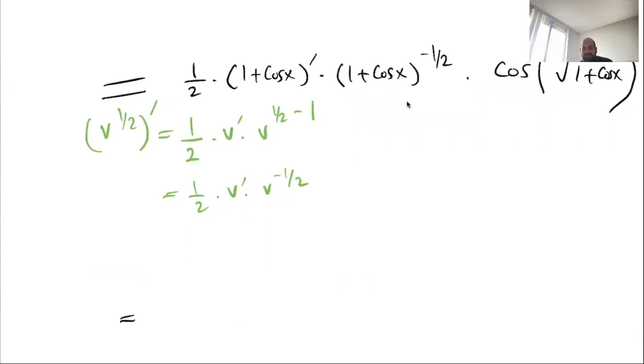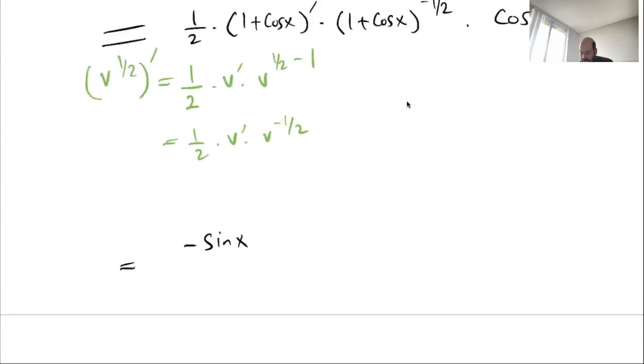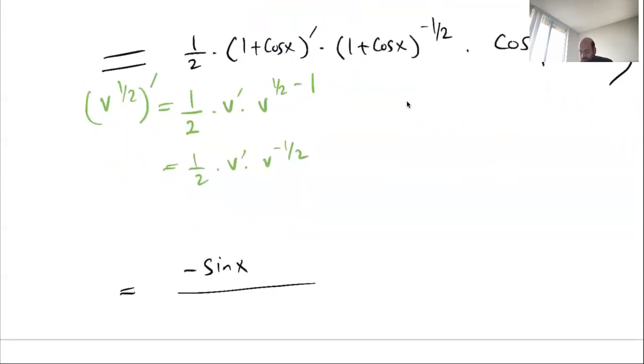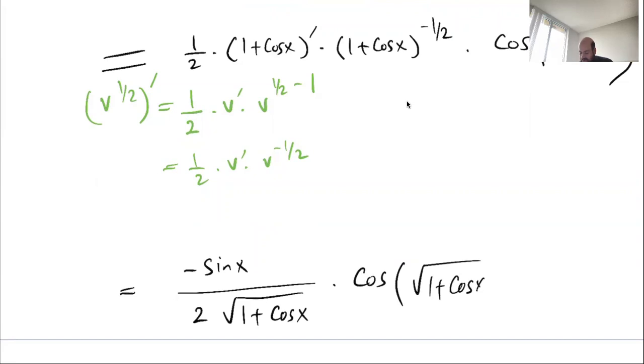Now, what is this? Cos x derivative is minus sine x. So minus sine x divided by, now power minus 1/2 means 1 over root of the function, right? So it's going to be 1 over 2 root 1 plus cos x. Power minus 1/2 means 1 over root. So minus sine x over 2 root 1 plus cos x times cos root 1 plus cos x.